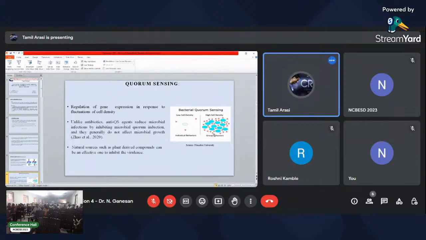So my main goal of the project is to inhibit the quorum sensing instead of killing it. I'm not going to kill the bacteria. I'm just going to inhibit the quorum sensing mechanism, and it is going to stop the virulence factors coming out from the bacteria.